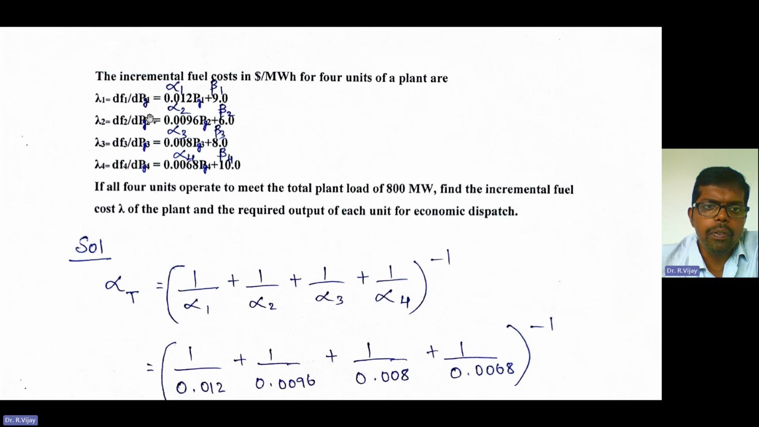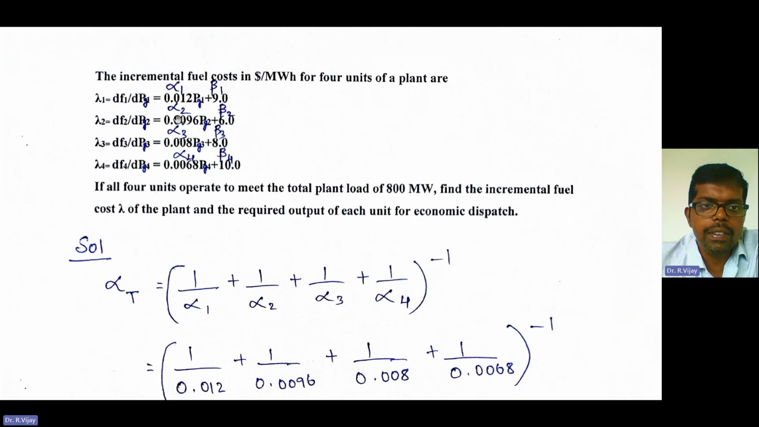As I said before, the general fuel cost function is ai PGi squared plus bi PGi plus ci. That is the general formula. But here the lambda they have given. So what we have taken is this coefficient as alpha 1, this coefficient as beta 1, like that we have taken.